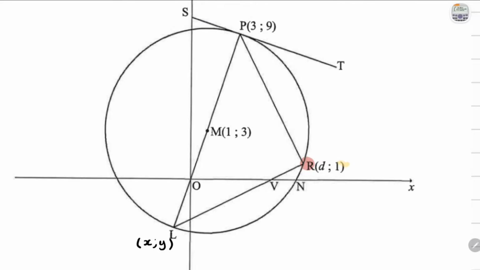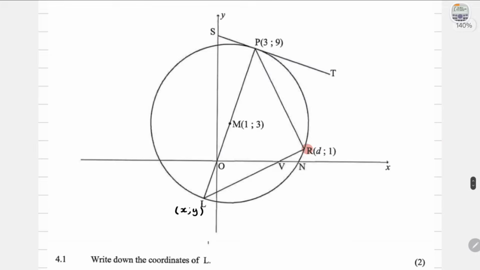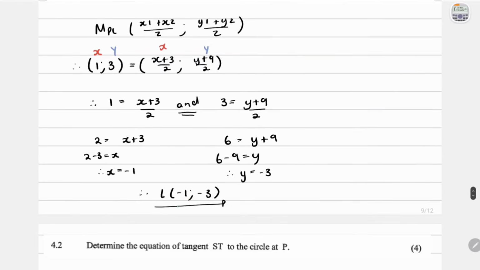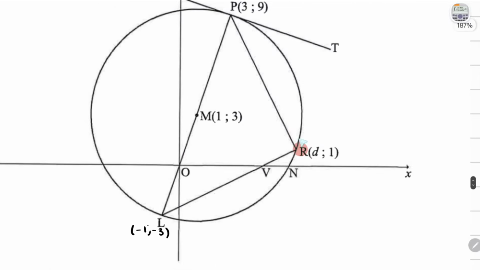Now, to find this, let's also just complete the other things that we have. We know the value of L. We know that L, the coordinate is -1 and -3. Okay, so we know that already. So we can just fill that in. Those are -1 and -3. And now to find R.